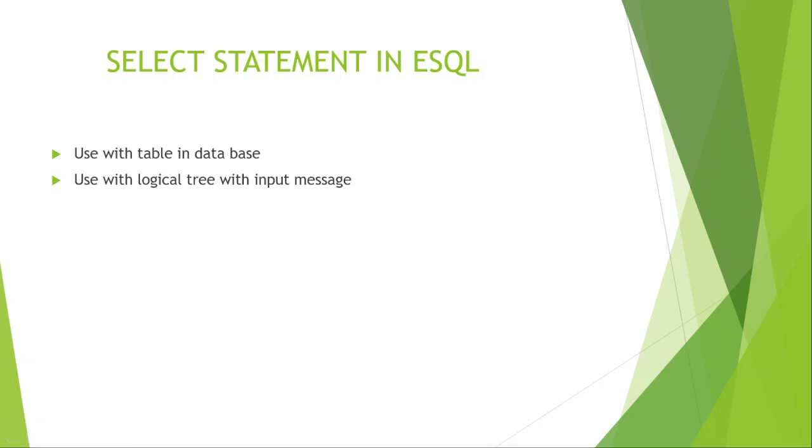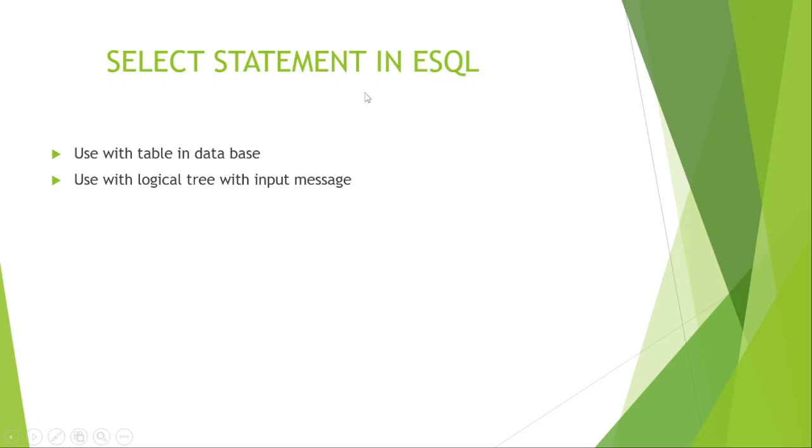Hello everyone, welcome back. So in previous classes we have learnt about looping and we have seen there are four types of loop: repeat, while loop and the for loop. Now let's start with the select statement in ESQL.